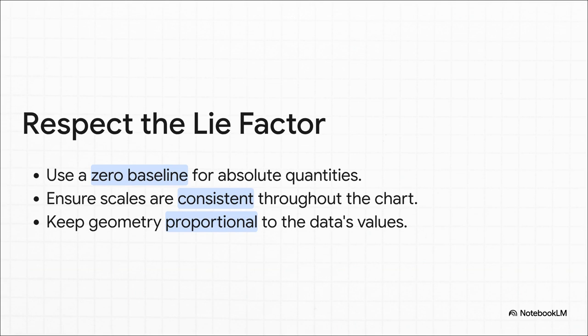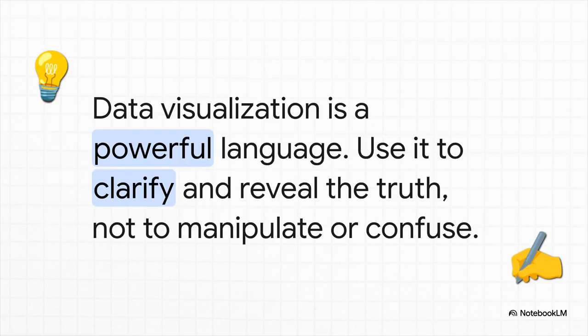Tufte's second big principle brings us full circle. It's about respecting the lie factor. This is the perfect antidote to that axis truncation trick we saw. The rules are simple. If it's a bar chart, you start the axis at 0. Period. You keep your scales consistent, and most importantly, you make sure the size of the thing you see on the screen is proportional to the size of the number it represents. If one number is twice as big, the bar should be twice as tall. No cheating.